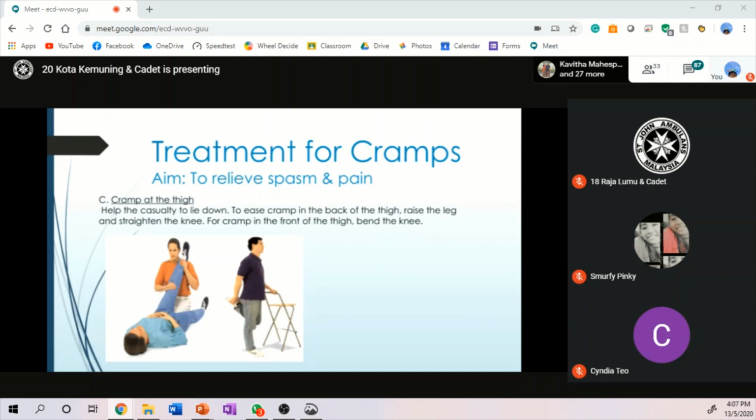And then for cramp in the thigh, you need to bend the knee. You know where the thigh is? The upper part of the leg. This two methods are for the thigh only.